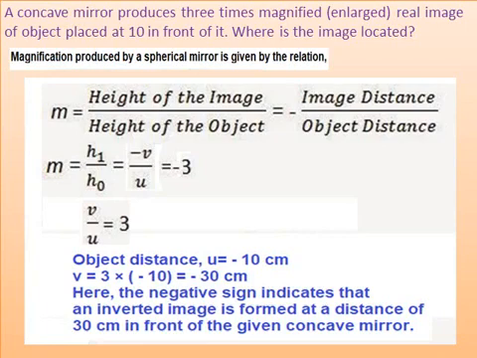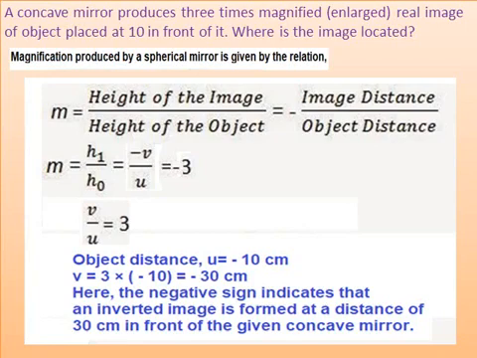M is equal to 3, but it is M is equal to minus 3 because the magnification produced by the concave mirror is minus. And when the object is placed at 10 centimeter, the U value is also given as U is equal to 10, but you have to take the value of U as minus 10.